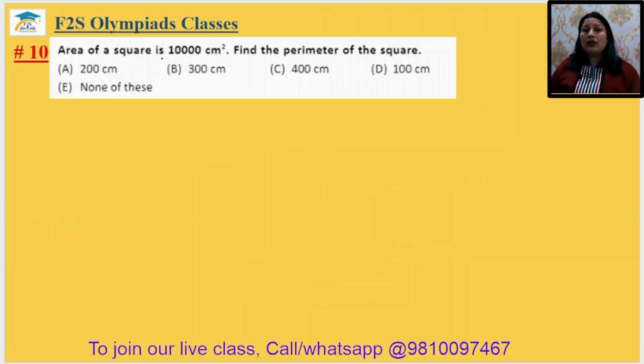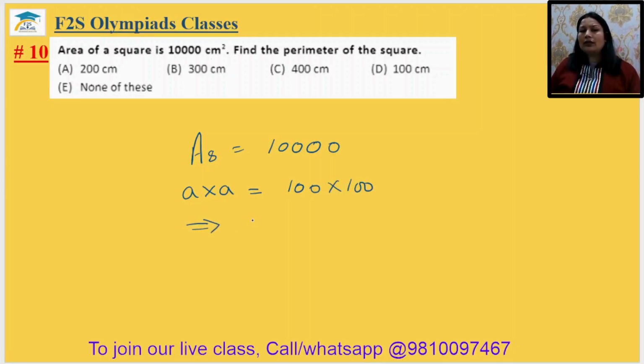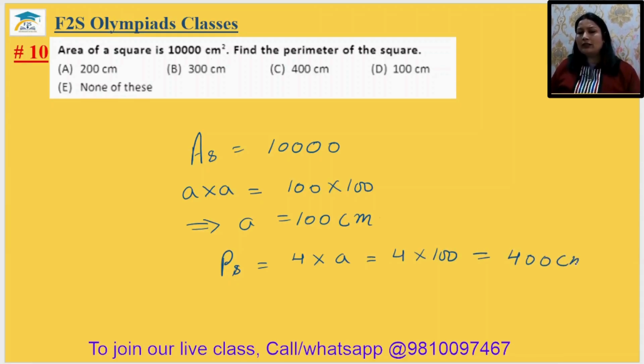Question number 10. Area of a square is 10000 centimeter square. Find the perimeter of the square. We know that area of the square is side multiply by side, and we can write it as 100 multiply by 100. So here we can write a equal to 100 centimeter, and perimeter of the square is 4 multiply by side, that is 4 multiply by 100 equal to 400 centimeter. It is in option number C. So the 10th answer will be option C.